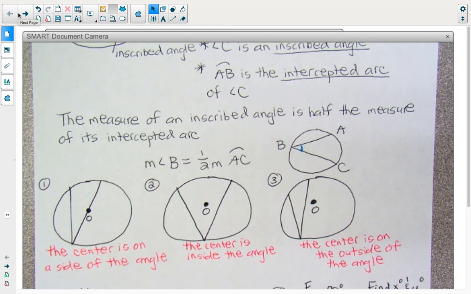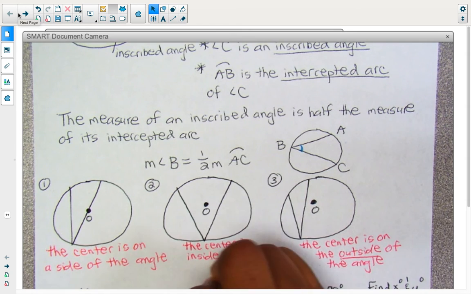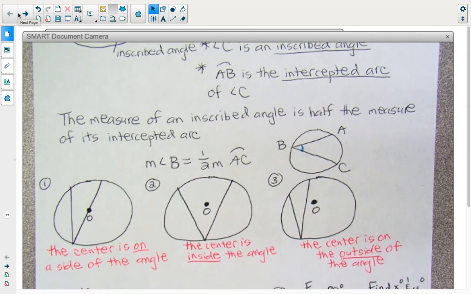So the center is on the outside of the angle. So these are the 3 cases that you can have if you have an inscribed angle. The center can be on the side of the angle, the center can be inside the angle, or the center can be on the outside. So these are the only 3 cases that you'll have for an inscribed angle. So inscribed, hopefully that makes sense to you. An inscribed angle is inside of the circle.